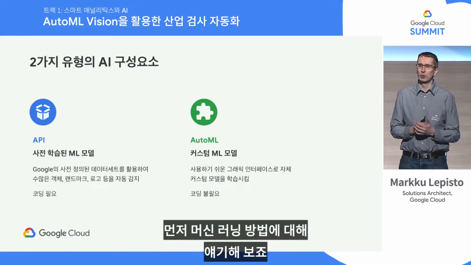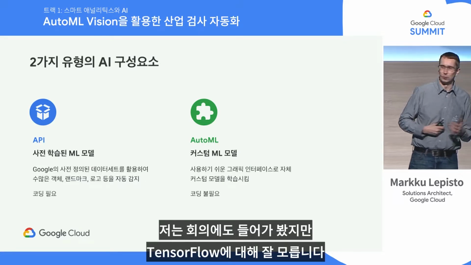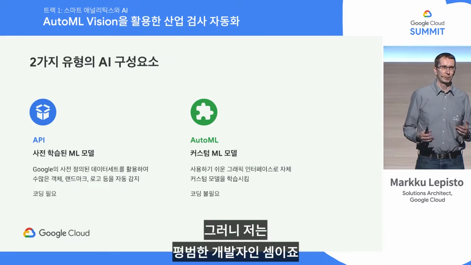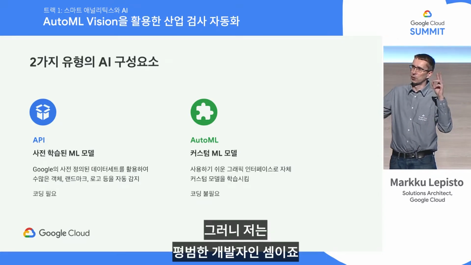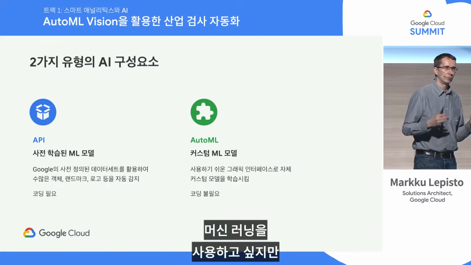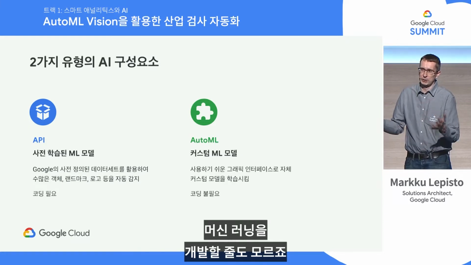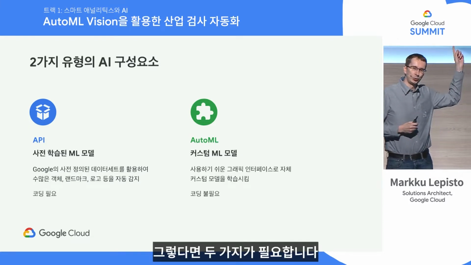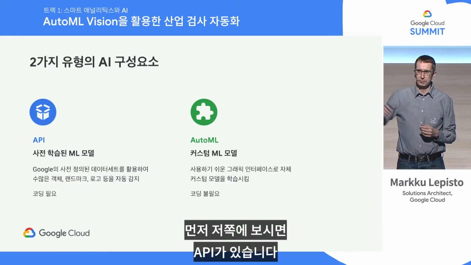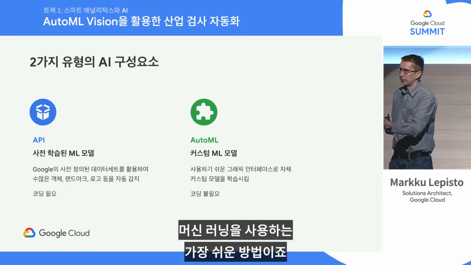Let's first talk a little bit about how to do machine learning. I don't know TensorFlow. I'm admitting I don't know. So I like to consider myself as a kind of normal developer. So I'm not a data scientist. I want to use machine learning, but I don't know how to build machine learning. So I like these two things here. So on that side, we have APIs. Those are the easiest way to actually use machine learning.